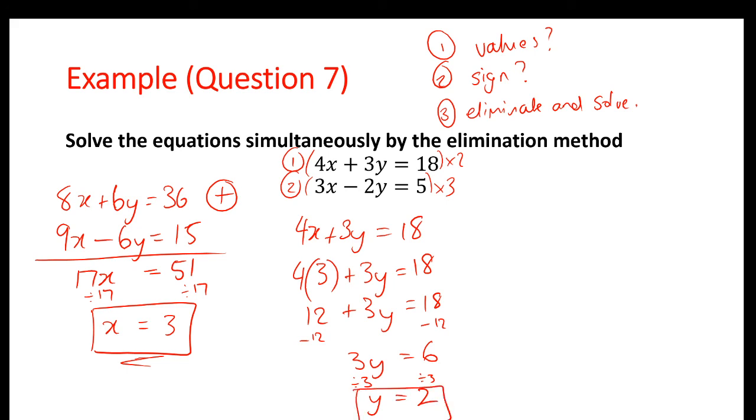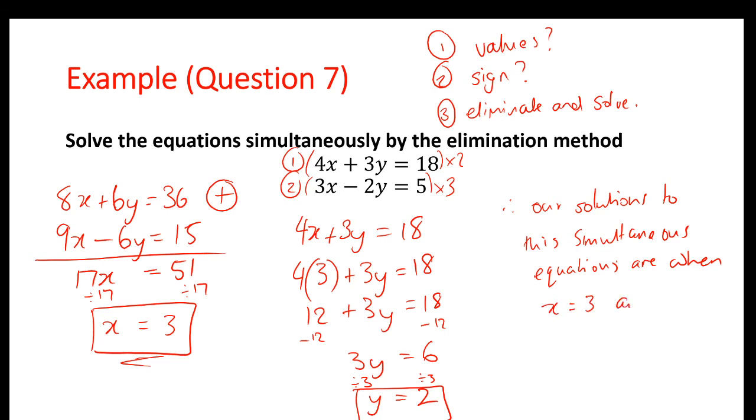So with that being said, that gives us our solution. So therefore, our solutions to these simultaneous equations are when x is equal to 3 and y is equal to 2.